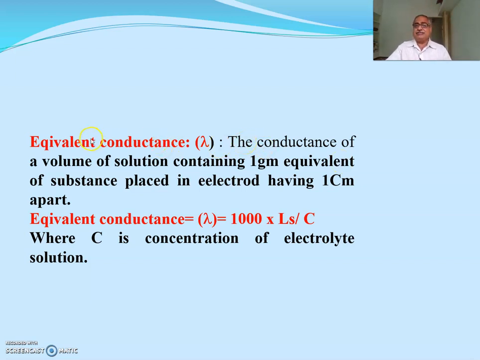Then we are going to see the meaning of equivalent conductance. It is denoted by lambda. It is the conductance of a volume of solution containing 1 gram equivalent of substance placed between electrodes 1 centimeter apart. Practically, the equivalent conductance of a solution is determined using the equation lambda equal to 1000 into Ls divided by C, where Ls is the specific conductance and C is the concentration of the electrolytic solution.